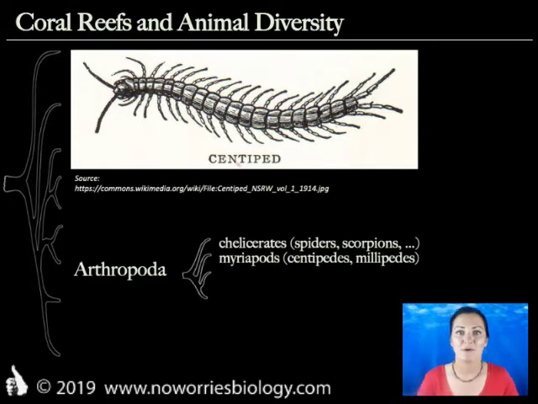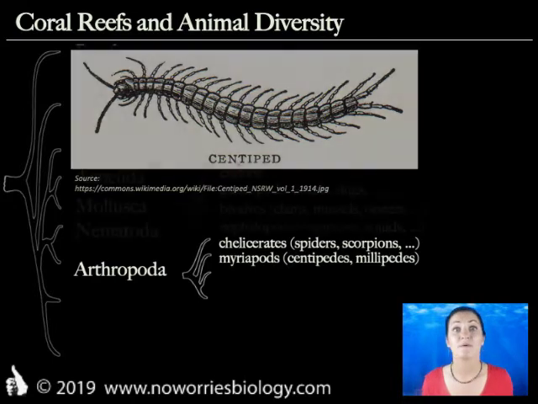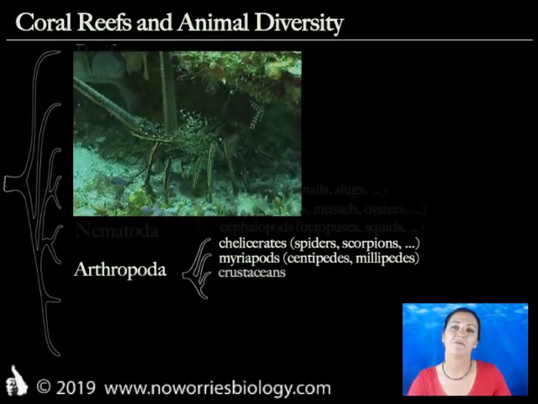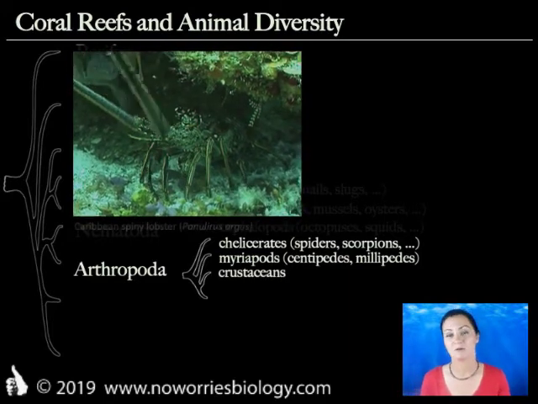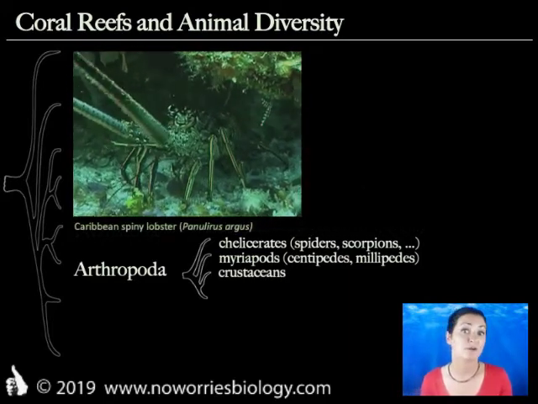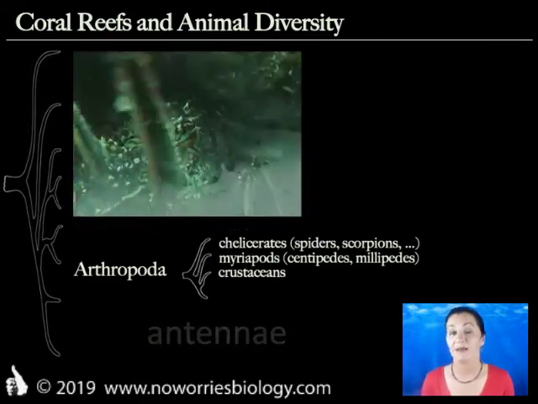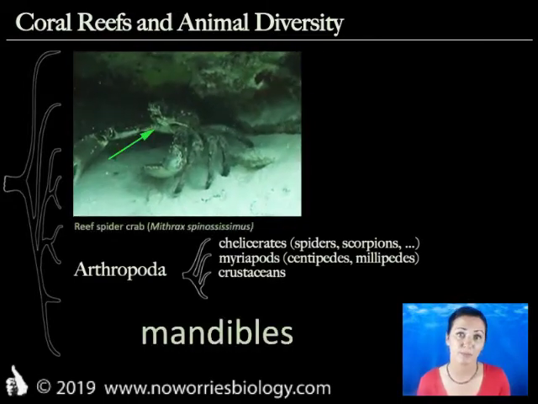But all living myriapods are terrestrial, therefore they don't live in coral reefs, and we will therefore have to move on. The next group is called crustaceans. Approximately 40,000 species belong to this clade, which is characterized by 2 pairs of antennae and mandibles for chewing.